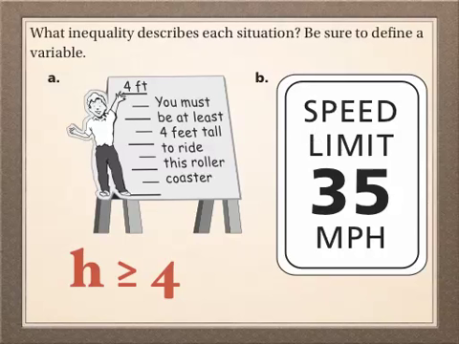The speed limit tells you the maximum speed that you can go. So to be within the guidelines of the speed limit, your speed, or S, would have to be less than or equal to 35, because you can go 35 miles per hour or less, but you cannot go over 35 miles per hour, or else you might get pulled over and get a ticket.